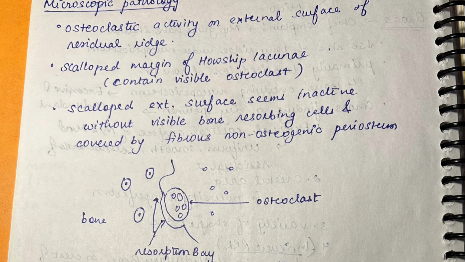In the microscopic pathology, we of course see clastic activity, that is, you can see many osteoclasts on the surface of the residual ridge as it is a resorptive process. It will show a special feature, that is scalloped margins of howship lacunae will be seen. So always draw this diagram which is shown and mention the resorption bay, osteoclast and bone a bit.